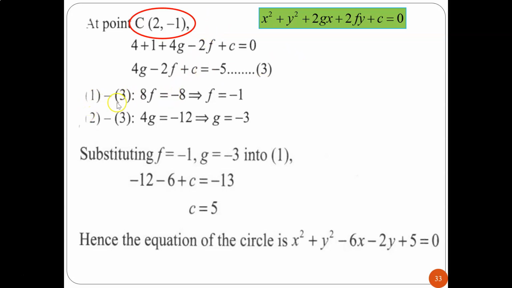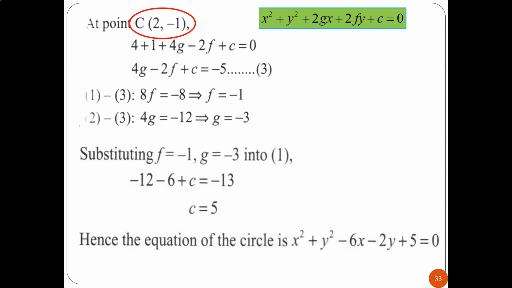So you solve it, you have 3 equations. For this one, I'm going to do equation 1 minus equation 3. So I will obtain my f over here equal to -1. And the next step, I'm going to do equation 2 minus equation 3. So I obtain my g, which is -3. So now I have my f and g.